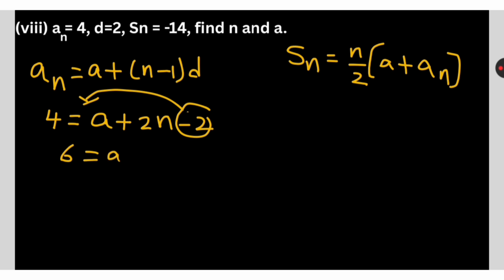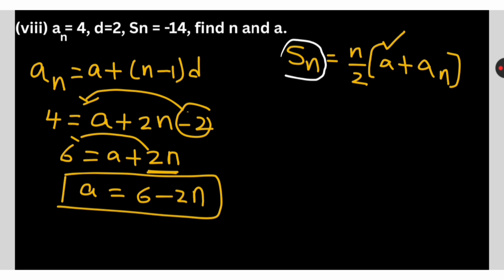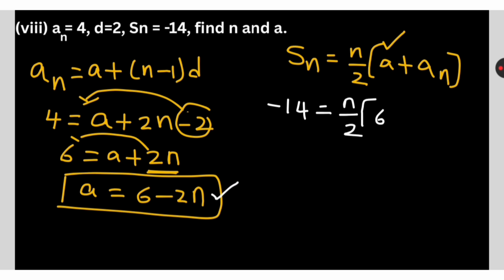6 equals a plus 2n. We need to find the first term because we need to substitute it here, so this plus 2n is sent to the left hand side. So it becomes 6 minus 2n. This is the first term. Let's substitute here. The sum of the n terms is minus 14, so that is equal to n, which we need to find out, times the first term 6 minus 2n plus the nth term 4.